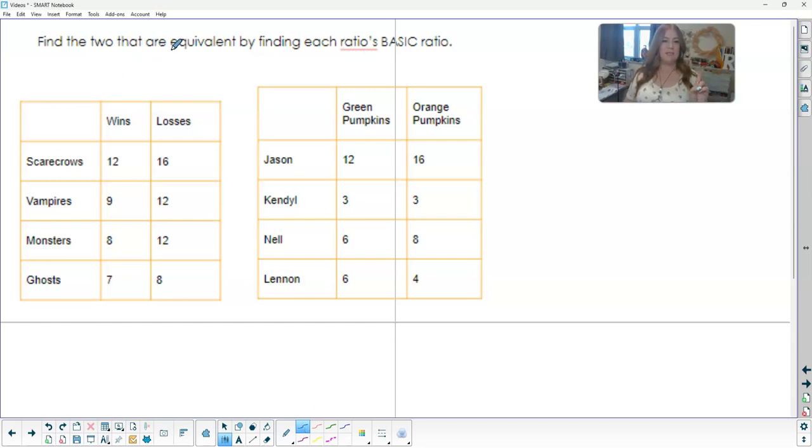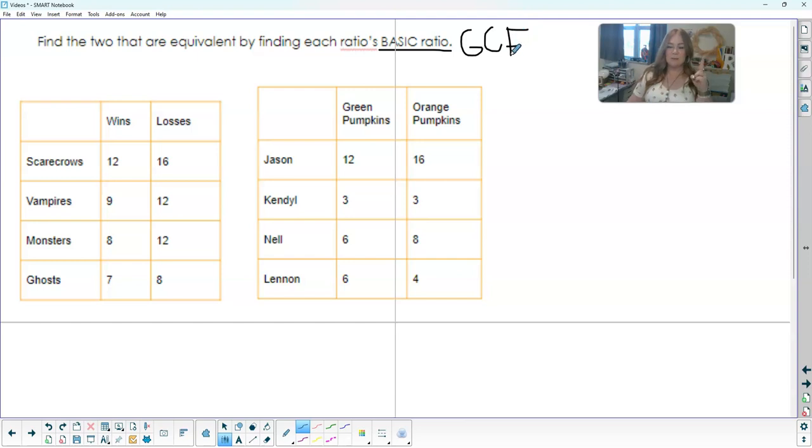Okay, so the first one wants us to find equivalent ratios by finding the basic ratio when we simplify them, because just looking at these, none of these are the same. But sometimes when we simplify them, we can see their basic is the same. It's just a repeated pattern of that one. So we need to simplify these using their greatest common factor.